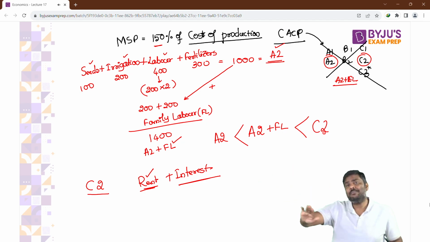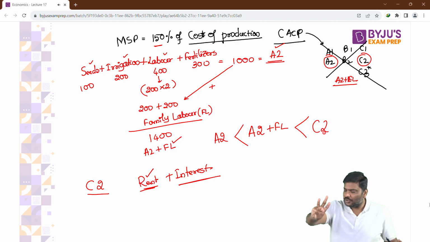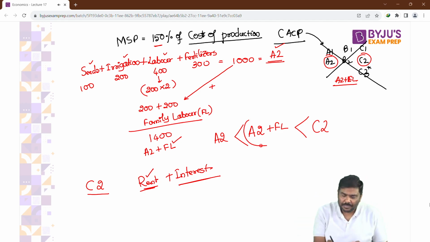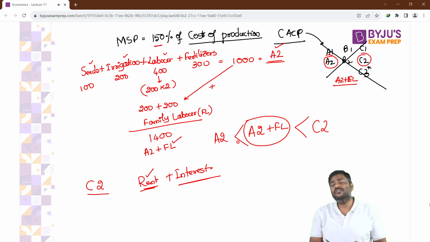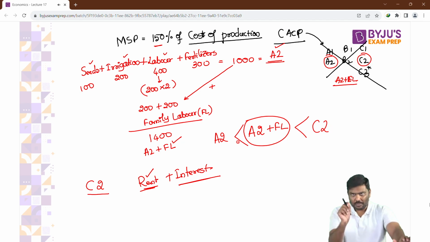Do you need to read all of them for the UPSC GS paper? Not at all needed. Only three are mentioned in the newspaper. These are very famous, please remember them. Government announces based on A2 plus FL, 150% of A2 plus FL. But remember one more committee's recommendations. There is the Swaminathan committee.